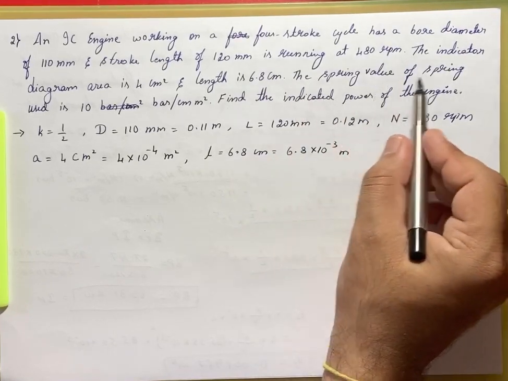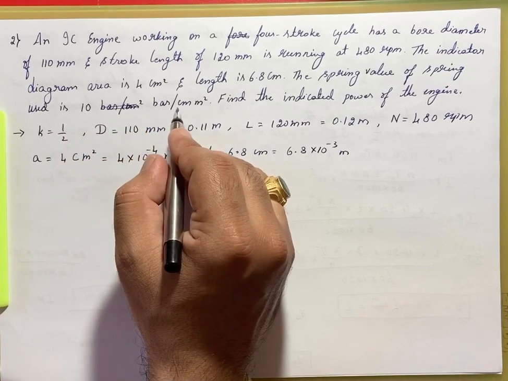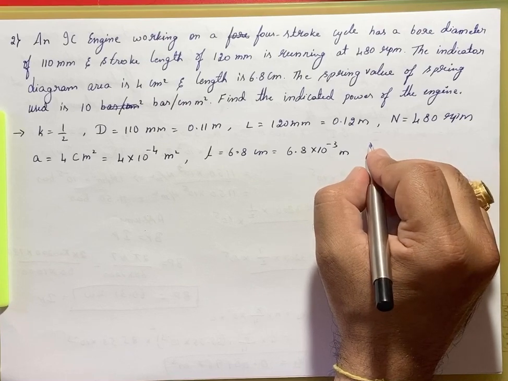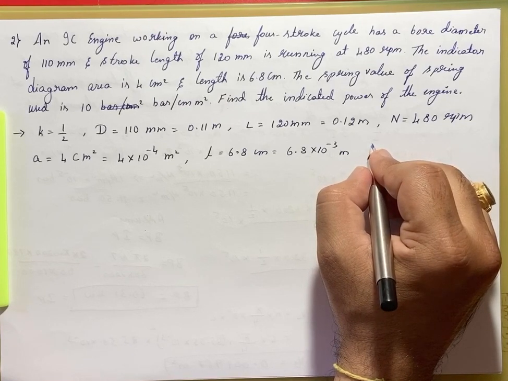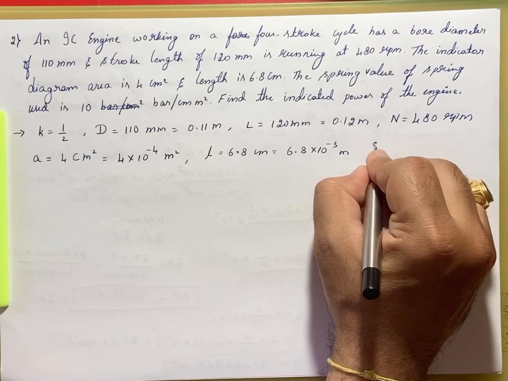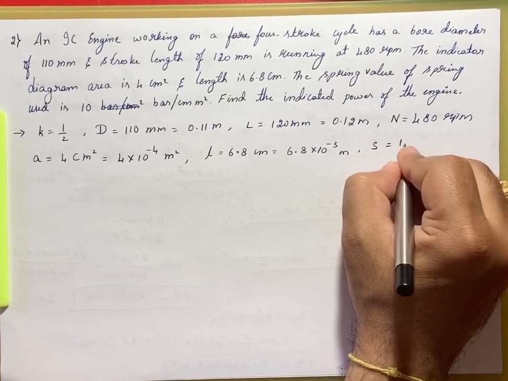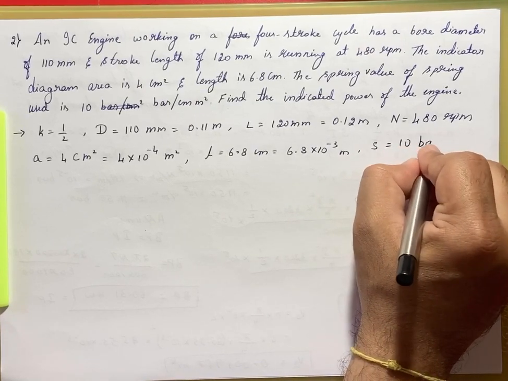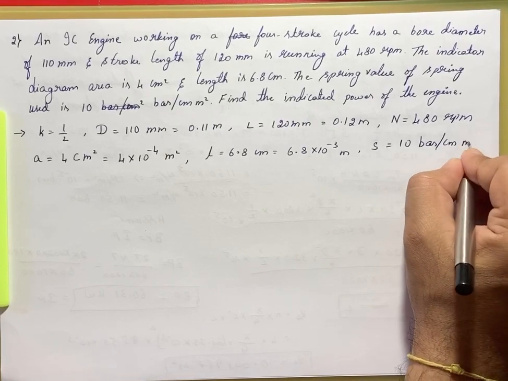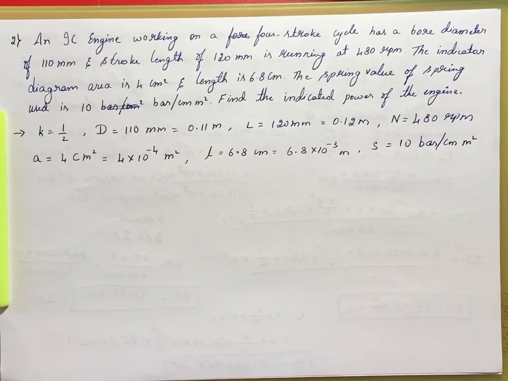Now the spring value of the spring used is 10 bar per centimeter into meter square. Now the spring value of the spring used here is the S. S is equals to 10 bar per centimeter. Now the spring value of the spring is 10 bar per centimeter per meter square. Per meter square what we have.